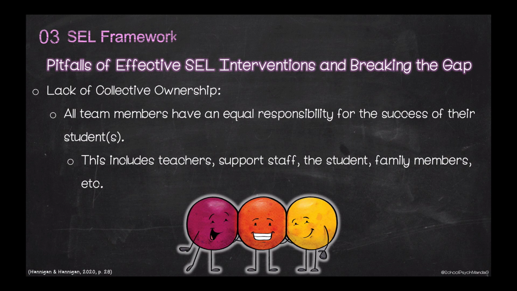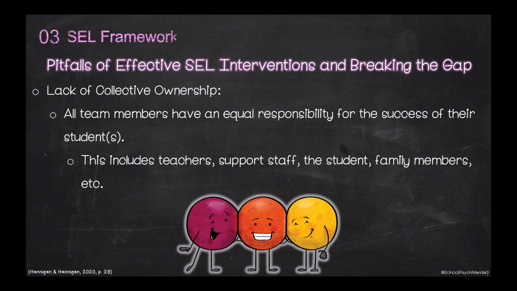Another area is lack of collective ownership, and I do think that this is a huge part in terms of why sometimes interventions are not successful. When we're implementing an intervention for our students, it's so important that all team members have equal responsibility. No one person is more responsible than the next. We all need to take equal ownership, equal responsibility to ensure the success of our learners.